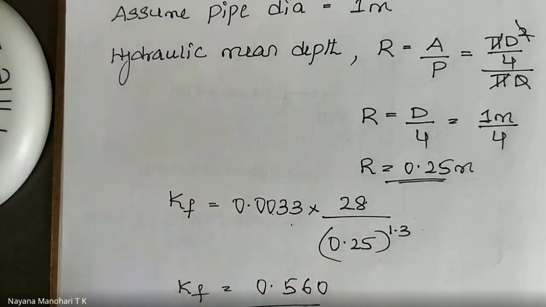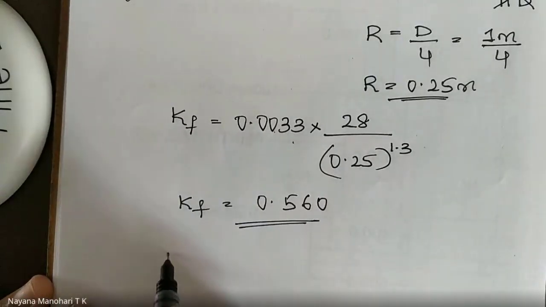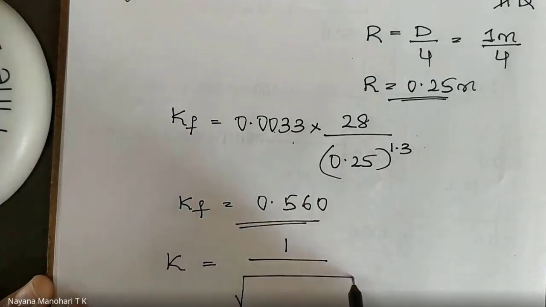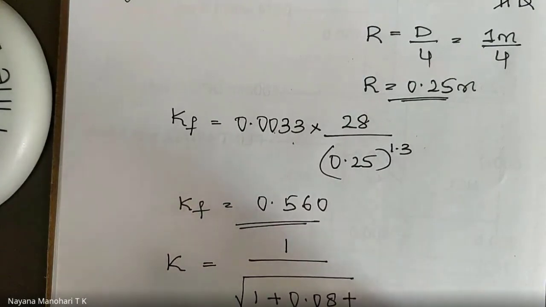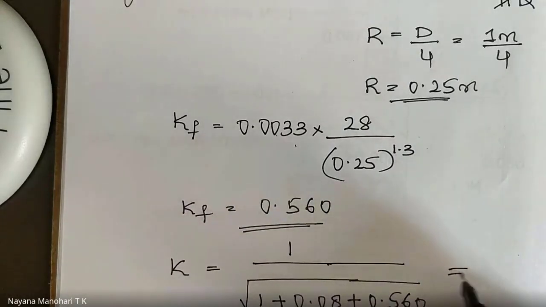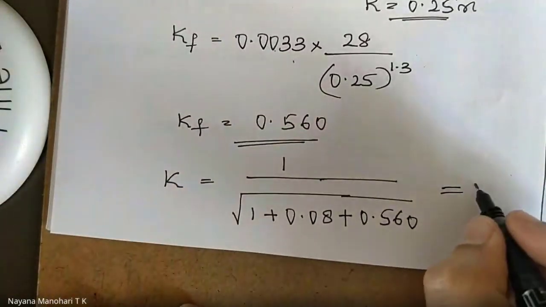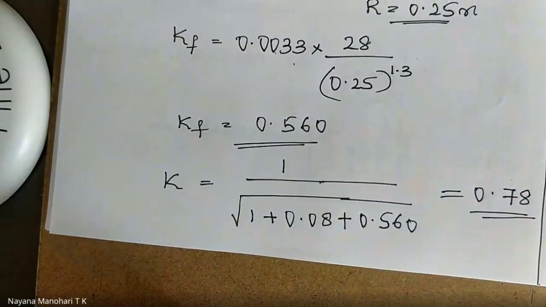Once you calculate the K_F value, substitute it in the K equation. The conveyance factor K equals 1 over square root of 1 plus K_e value, 0.08, plus K_F value, 0.560. Upon calculation, what will be the K value? You will get 0.78. Check out the value. We'll get 0.78.